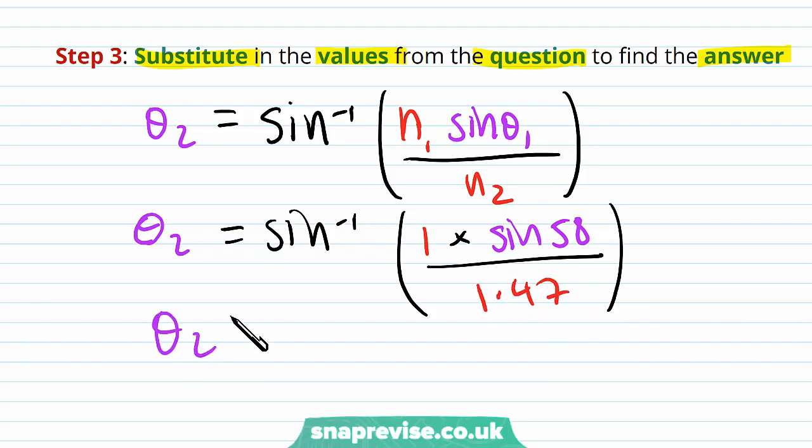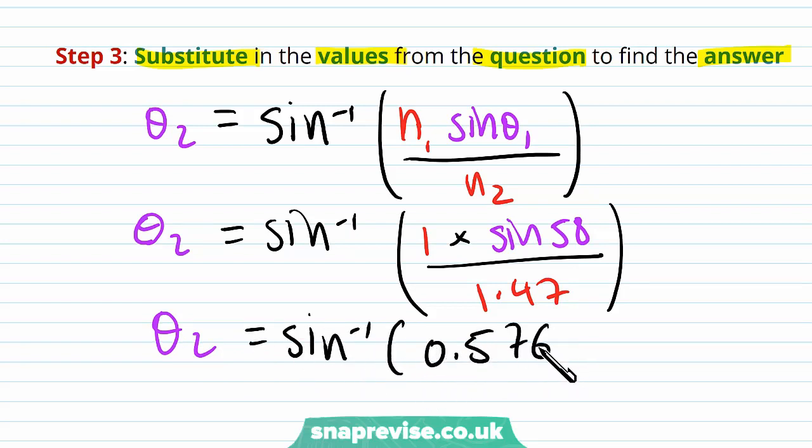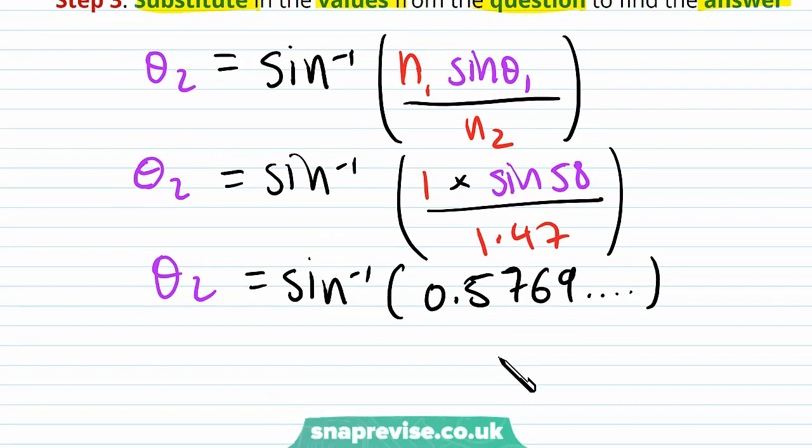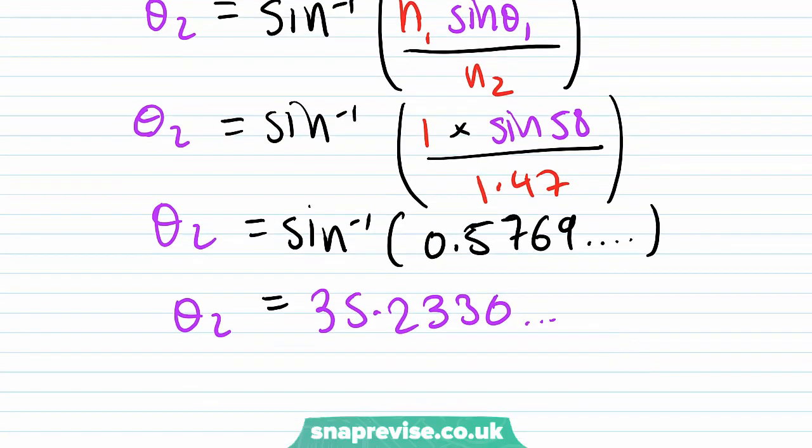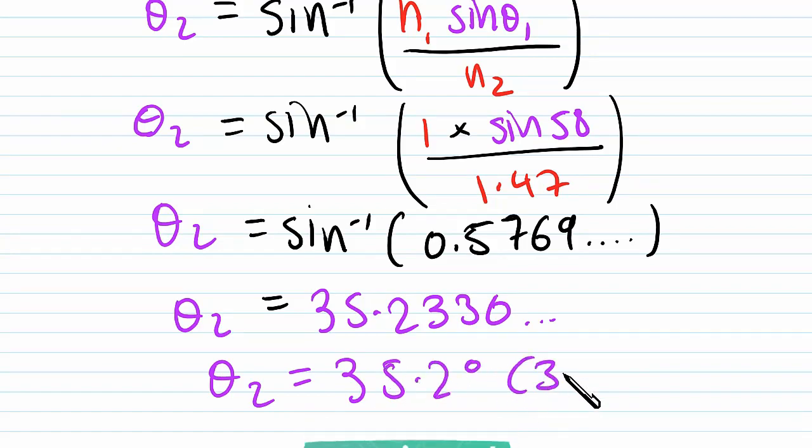So theta 2 is going to be equal to sine to the minus 1 of 0.5769, etc. So we need to find the inverse sine of this number here. And that gives us theta 2 is equal to 35.2330. So to three significant figures, theta 2, the angle of refraction is 35.2 degrees.